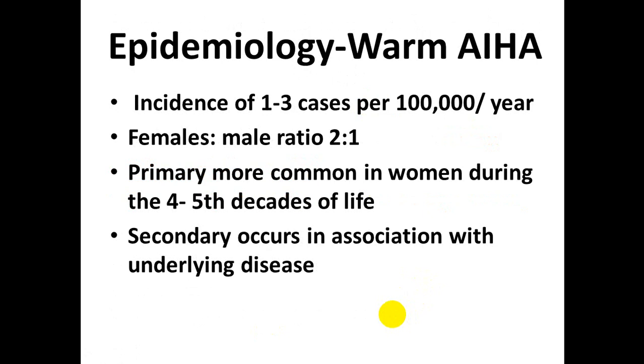The incidence of warm autoimmune hemolytic anemia is 1 to 3 cases per 100,000 population per year. There is female predominance. Primary is more common in women during the 4th and 5th decade of life.